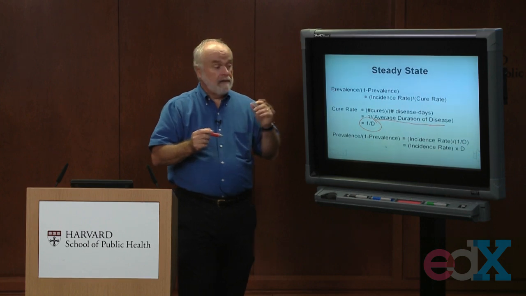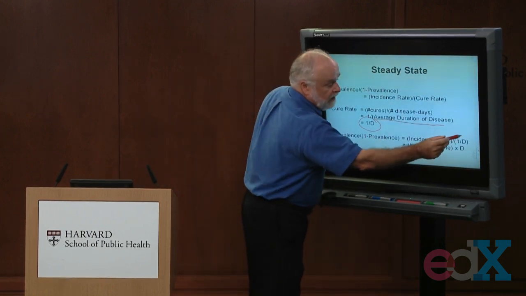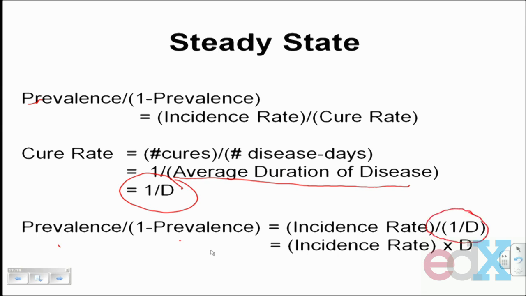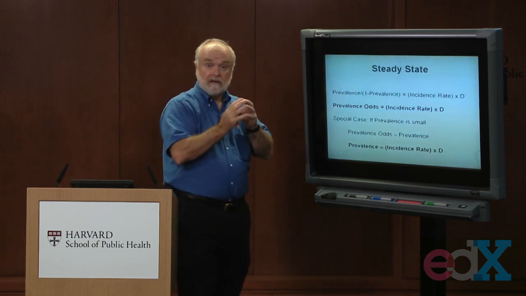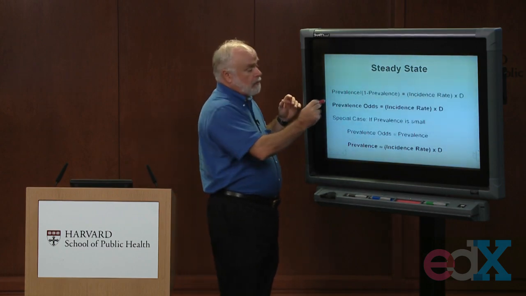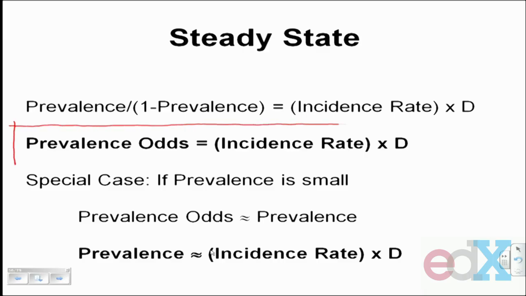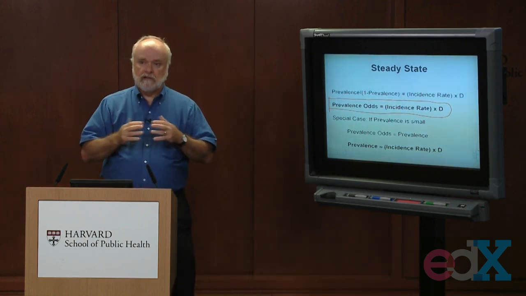So now what do I have? I have the prevalence over 1 minus prevalence is equal to the incidence rate divided by 1 over the average duration of disease. Well, if you divide by 1 over the average duration of disease, that's the same thing as multiplying by the duration of disease. So now we have the formula that describes the relationship between incidence, duration, and prevalence for the steady state. It says your prevalence odds, your prevalence over 1 minus prevalence, is equal to the incidence rate times the average duration of disease, which jives perfectly with what we had conceptually said before.